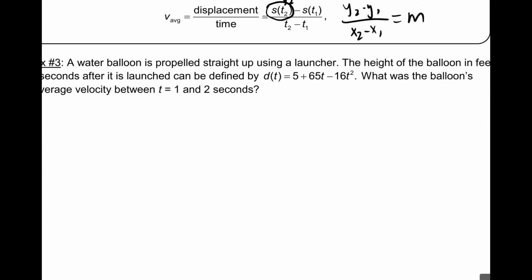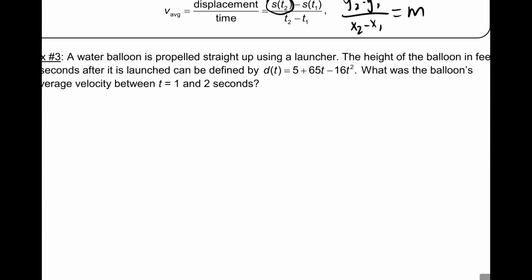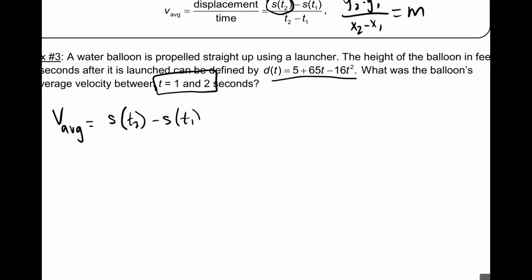So example 3, a water balloon is propelled straight up using a launcher. The height of the balloon in feet, t seconds after its launch, can be defined by this equation here. What is the balloon's average velocity between time 1 and 2? Okay, so it gave us time 1 and 2. We're looking for the average velocity, so that's why I use V for velocity. AVG means average. So I'm taking the position of our second time minus the position of our first time. That's just y2 and y1. And then the change in time, so t2 minus t1. Okay, so my second time is 2 seconds.